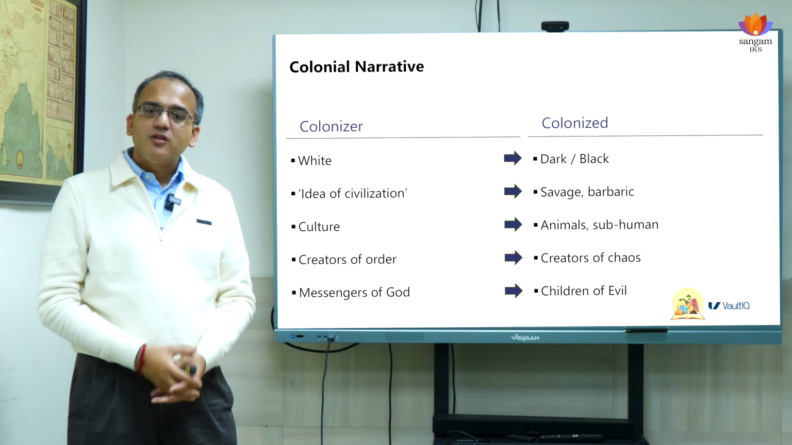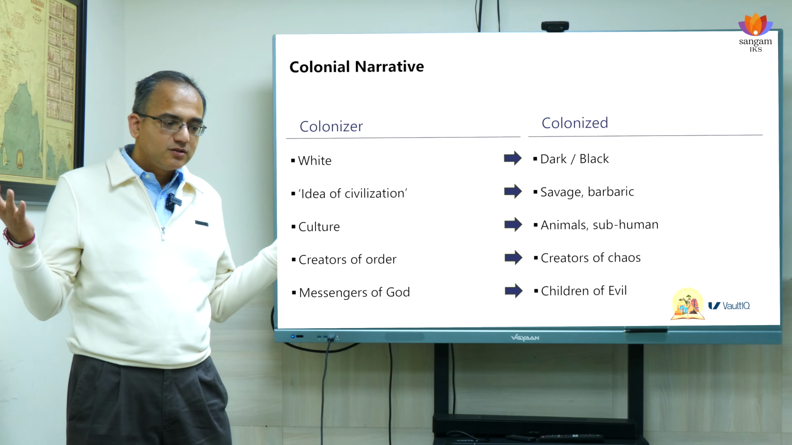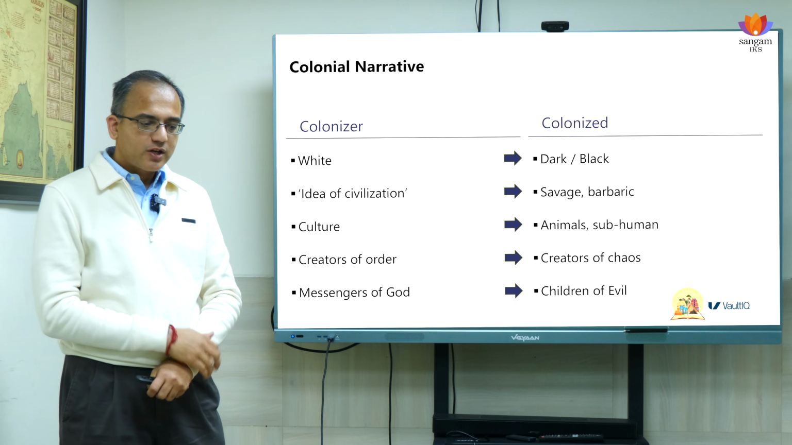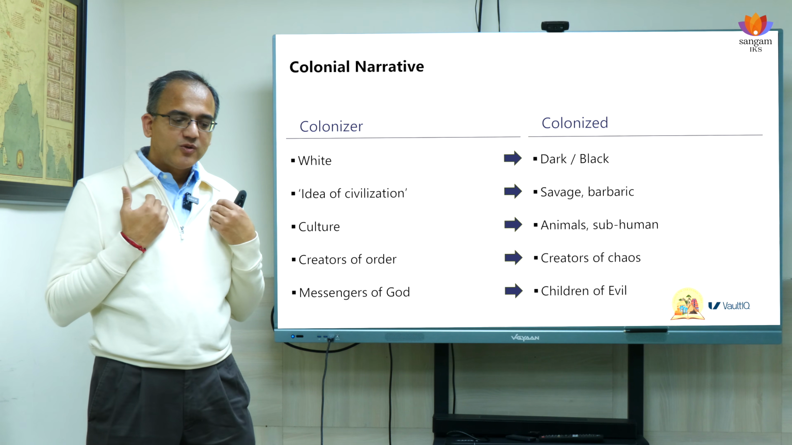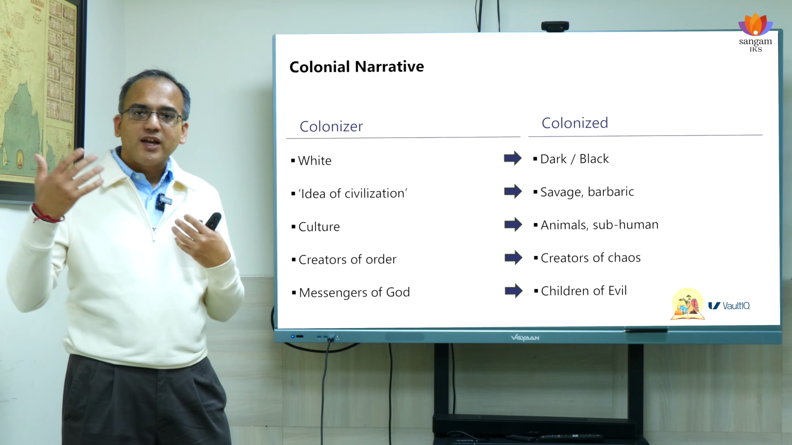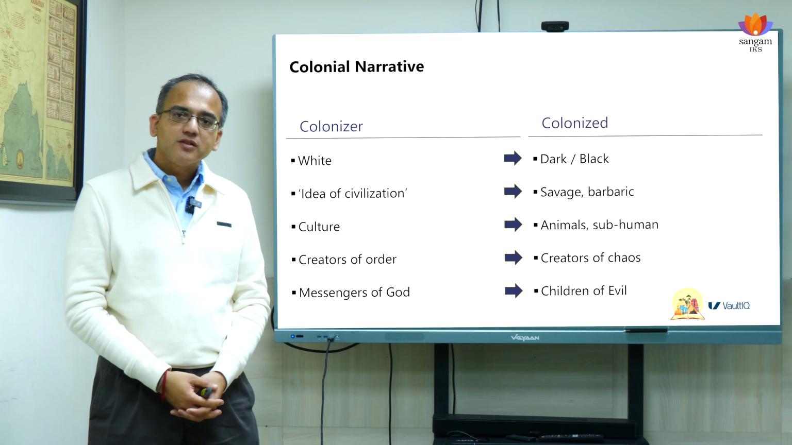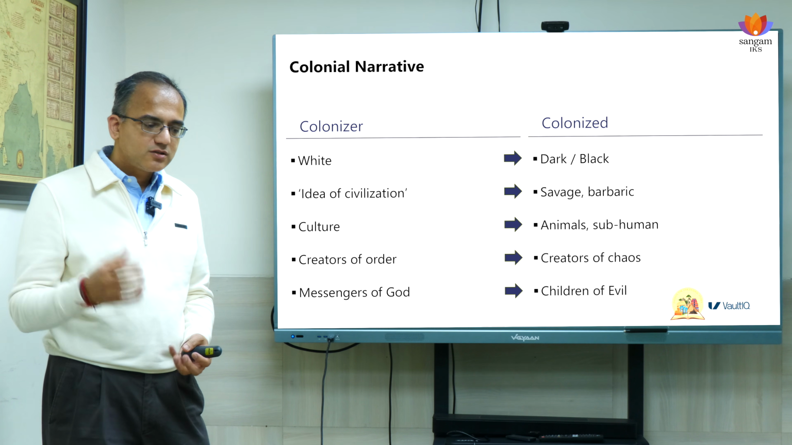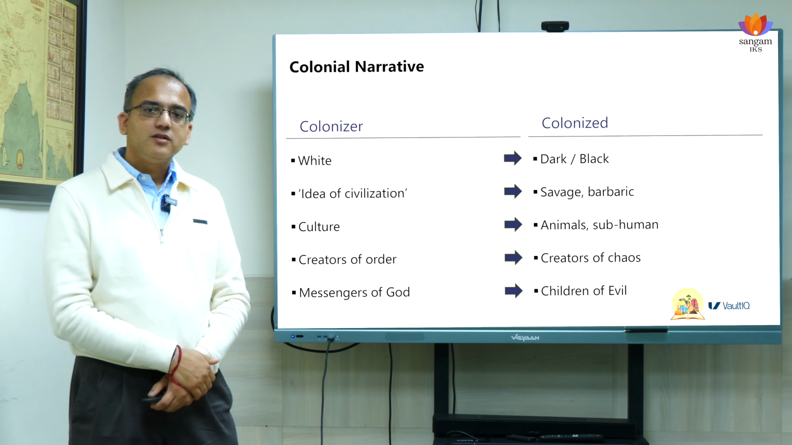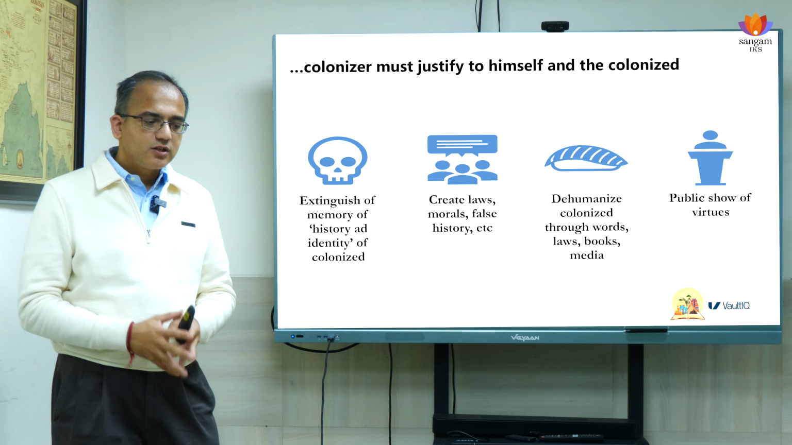And so what does this mean in a colonial narrative? If the colonizer was white, the colonized had to be dark and black. If the colonizer was bringing the idea of civilization, the colonized had to be savage and barbaric. If as the colonizer I was bringing culture, well, the recipients were not even human beings. Therefore, they had to receive the culture that I was bringing. If we were the creators of order, the colonized were the creators of chaos. And if the colonizers were the messengers of God, then the colonized had to be children of evil. And so they have to go and justify to themselves that they're doing good.